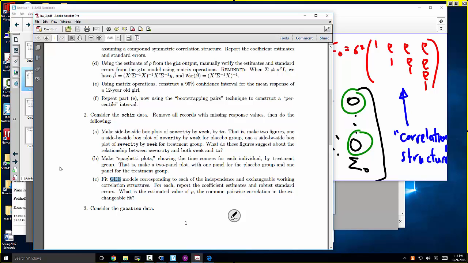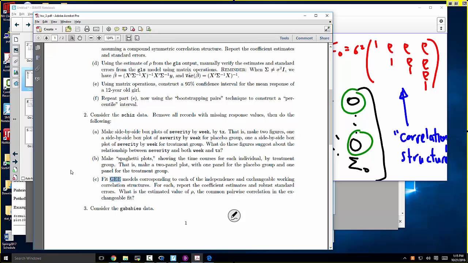GLS does correlated data regression, but it's not the one I would recommend as your go-to choice. GEE has some benefits over GLS. GEE stands for Generalized Estimating Equations, and I'll go through our notes a little bit today to review to say why we like GEE over GLS.